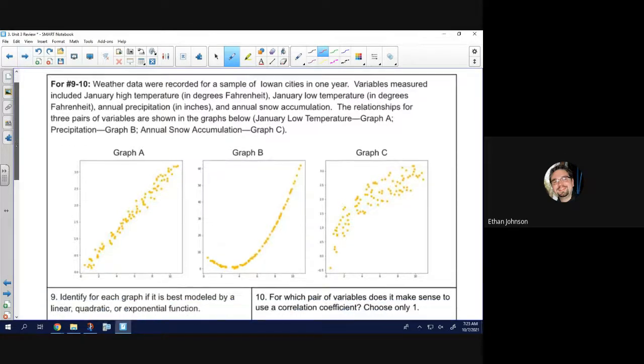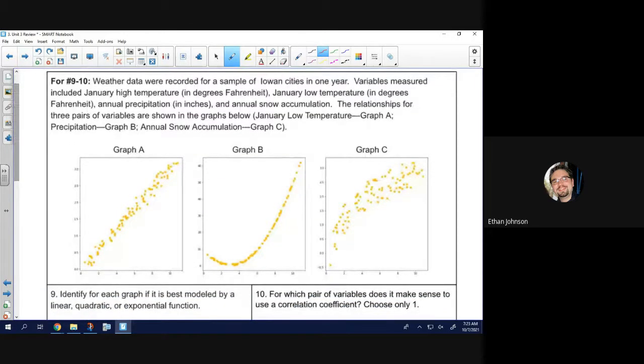For 9 through 10, weather data was recorded for a sample of Iowan cities in 1 year. Variables measured included January high temperature in degrees Fahrenheit, January low temperature in degrees Fahrenheit, annual precipitation in inches, and annual snow accumulation. The relationships for 3 pairs of variables are shown in the graphs below: January low temperature in graph A, precipitation in graph B, and annual snow accumulation in graph C.